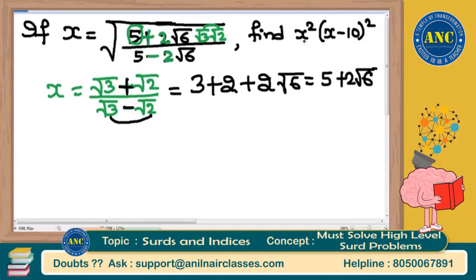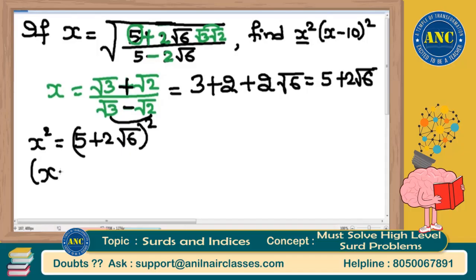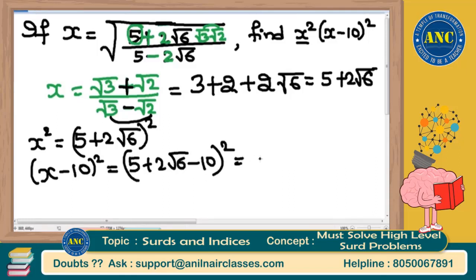Now they are asking you x square. The x square value will be equal to (5 plus 2 root 6) whole square, right? This will be the x square value, and the other value is (x minus 10) whole square. x minus 10 is 5 plus 2 root 6 minus 10, which can also be written as 2 root 6 minus 5 whole square, right? (2 root 6 minus 5) whole square.